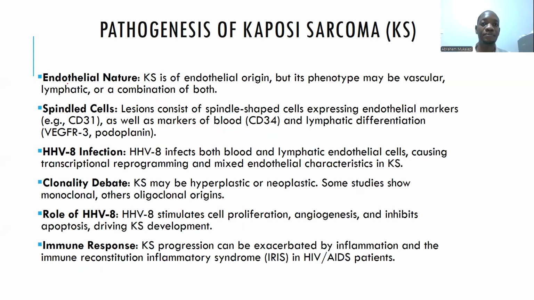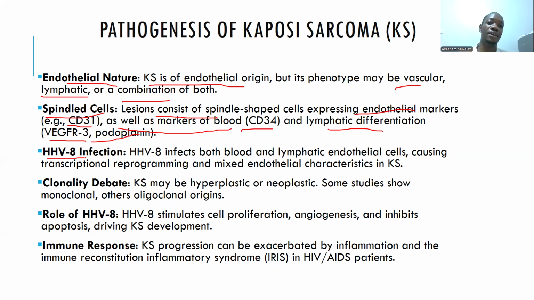So in the pathogenesis, usually in the natural history, we have the virus affecting the endothelial cells. KS is usually an endothelial cancer in origin, and particularly it loves the vasculature. So vasculature, lymphatics, wherever you have these endothelial cells, you can have Kaposi sarcoma arising from there. It can also affect the spindle cells. In this case, you have spindle-shaped cells expressing the endothelial cell markers, especially CD31, as well as markers for the blood, especially CD34, and also lymphatic differentiation markers, which are VEGFR-3, the vascular endothelial growth factor receptor 3, as well as podoplanin.